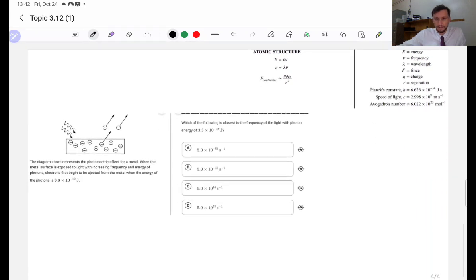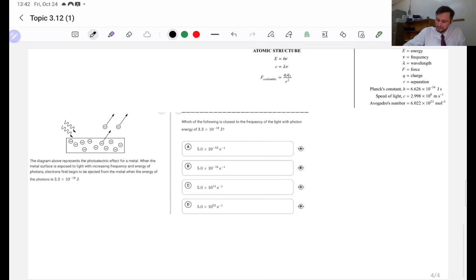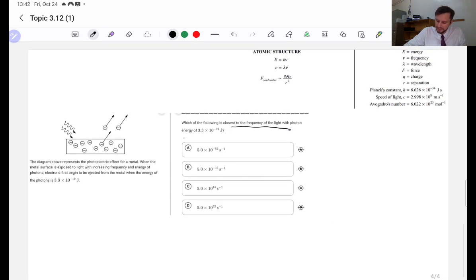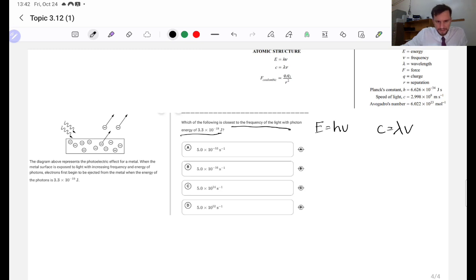Then we can look at one more, like this. Which of the following is closest to the frequency of the light with a photon energy of 3.3 times 10 to the negative 19th? So we can say again that E equals h times V, and C equals the frequency times the wavelength. And in this case, it's asking us which of the following is closest to the frequency of the light with a photon energy. So it gives us the energy.